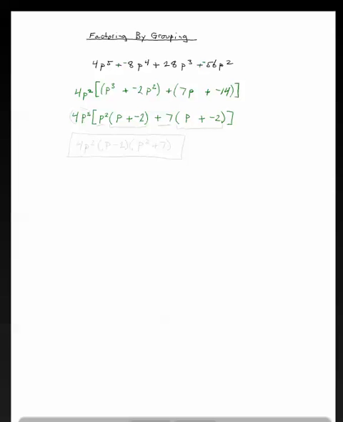So now I just write my greatest common factor first, so 4p squared. Then I'm factoring out the greatest common factor of p plus -2, and I'm going to write that as p minus 2. And then in the last set of parentheses, I just write what's left over, which is p squared plus 7. And at that point, I'm finished factoring this polynomial.